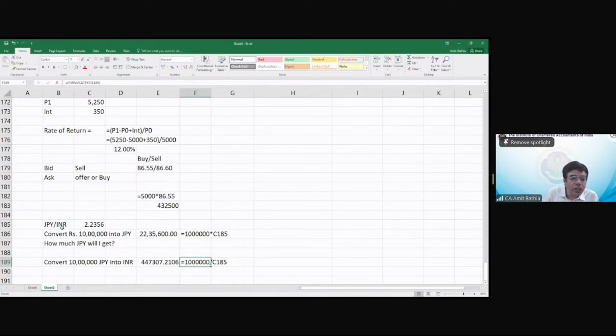Why? Because here you're going up the ladder, right? From denominator, you are going into numerator. So when you are going up, you multiply. When you go down from JPY to INR, then in that case, you will have to divide. This is just an easy way of remembering the same thing.